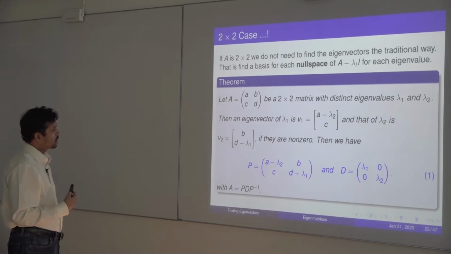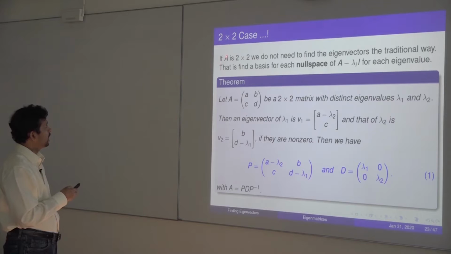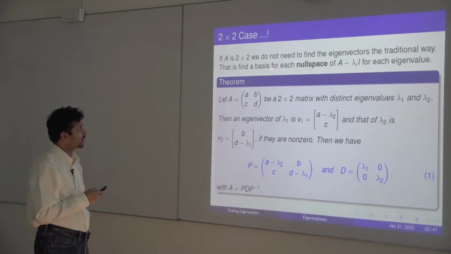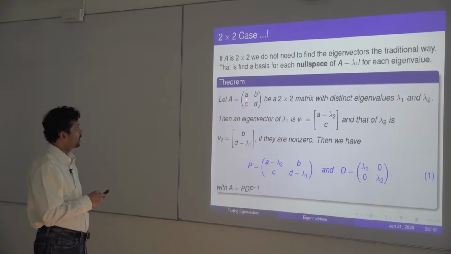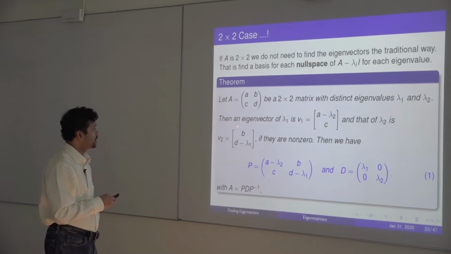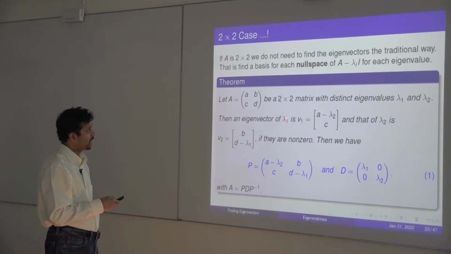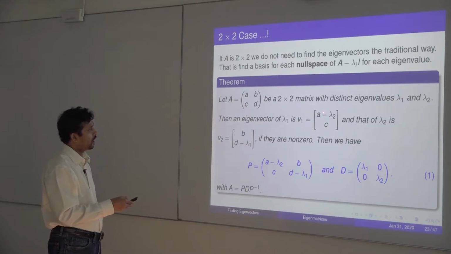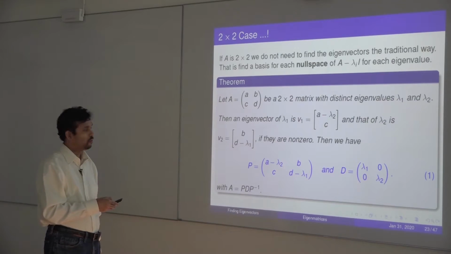So we have a shortcut for 2 by 2. If A is a 2 by 2 matrix, we do not need the traditional way to find the eigenvectors. If you have A equal to the matrix with entries A, B, C, D, a 2 by 2 matrix with distinct eigenvalues lambda 1 and lambda 2, what we can show is that if you subtract the complementary eigenvalue, that is, the other eigenvalue, from the diagonal entry, it is going to be an eigenvector for lambda 1.